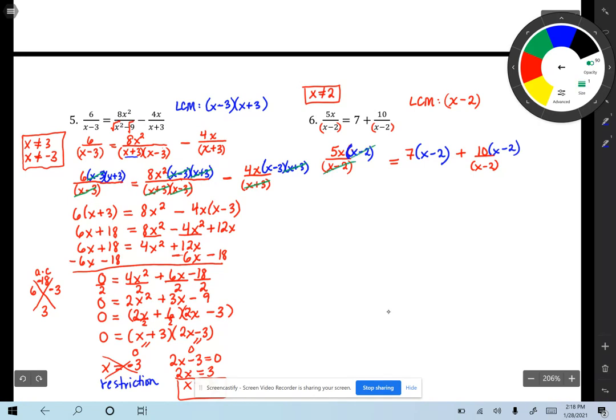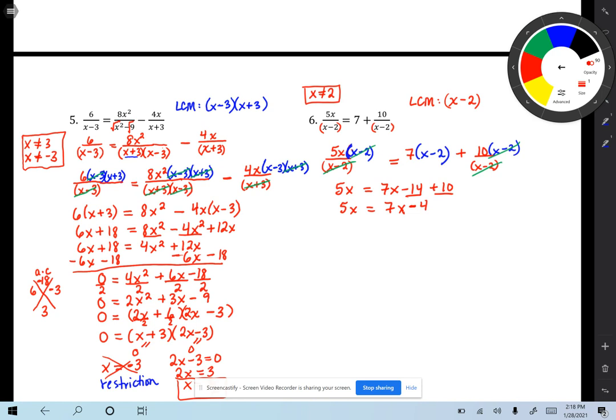Those cancel, and you're left with 5x. Easy. 7x minus 14. And these cancel, plus 10. So we have 5x equals 7x, negative 14 plus 10 is negative 4. Please don't call it 24. It is a negative 14, not a positive 14.